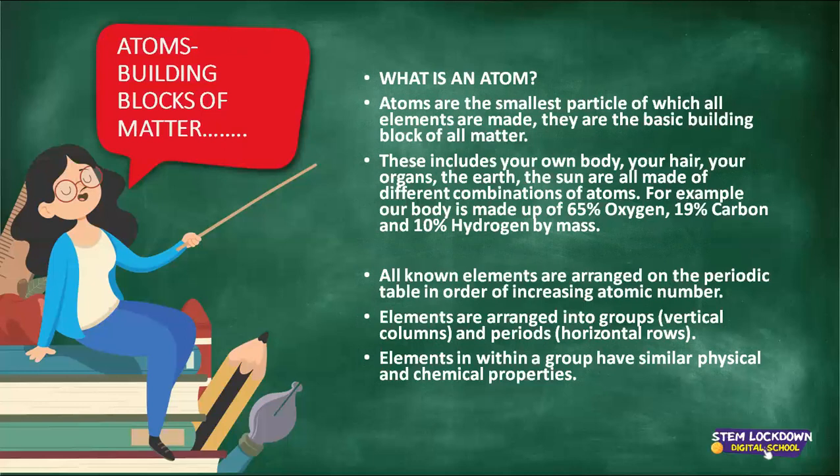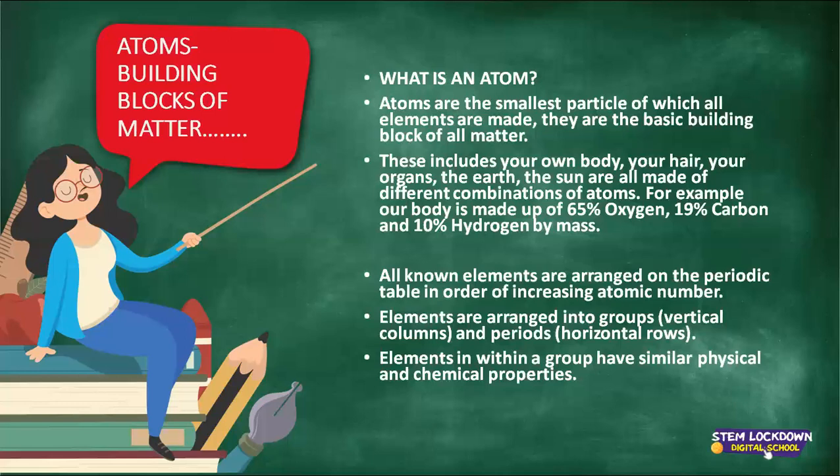So you understand why atoms are known as what? Building blocks of matter. All known elements are arranged on the periodic table in order of what? Increasing atomic number. You remember when we were talking about the periodic table last week? All right, so it's still coming in here.